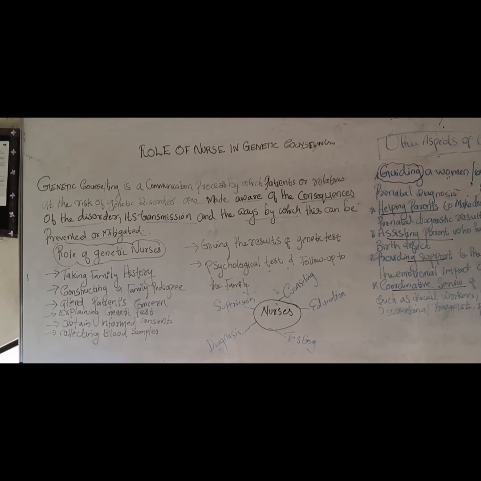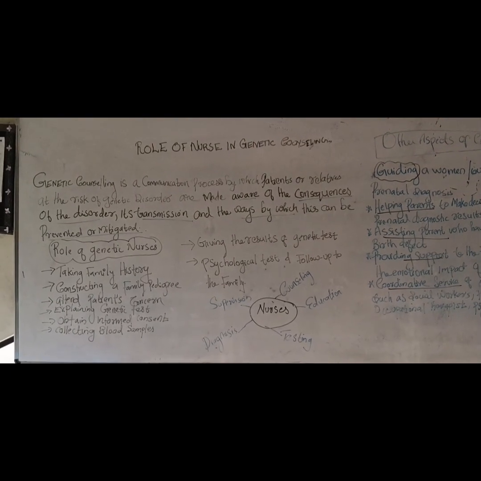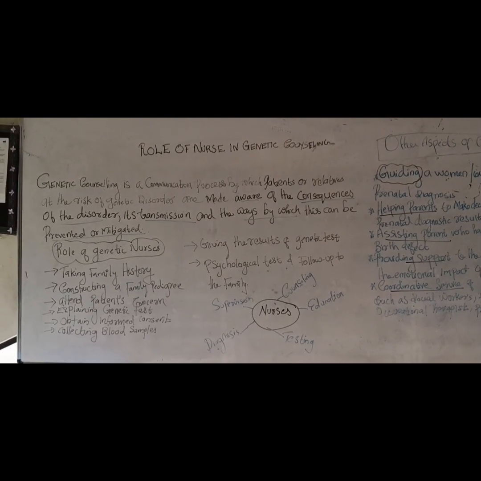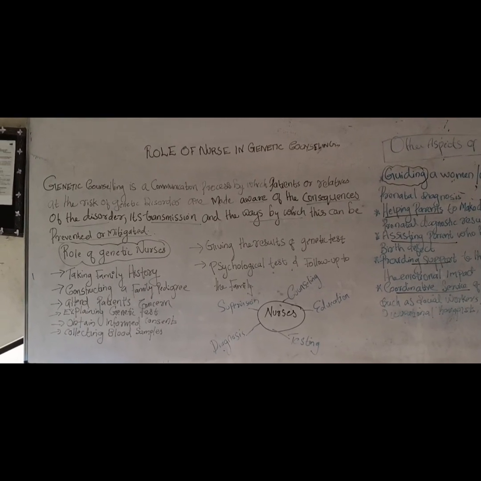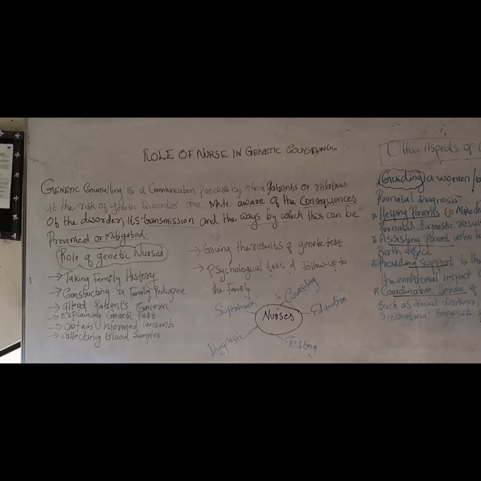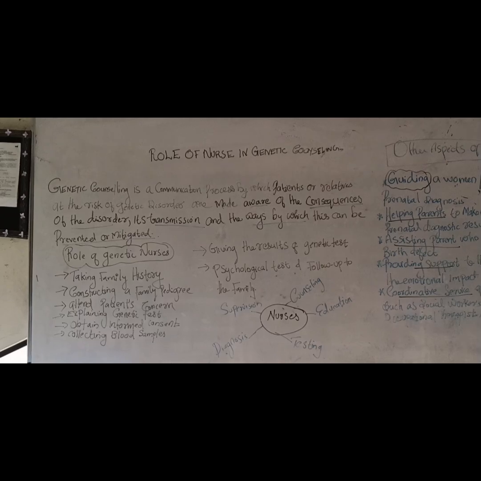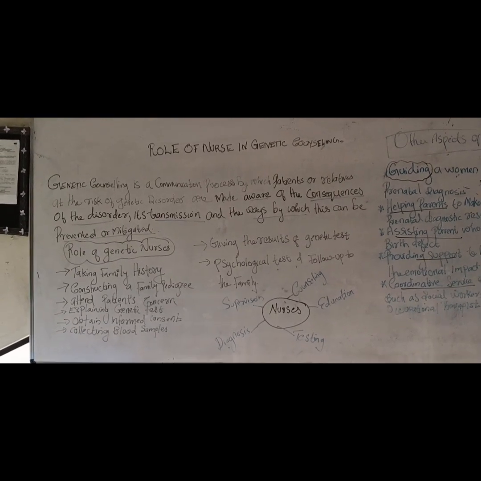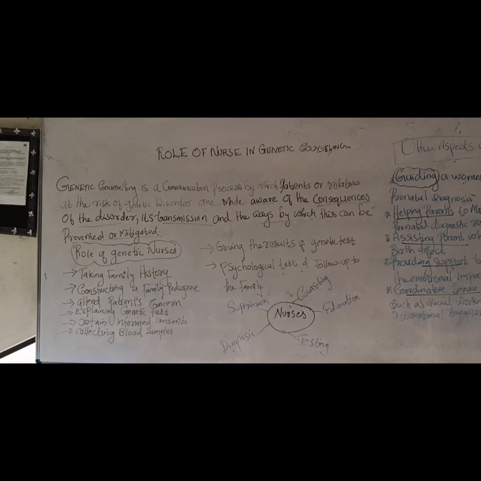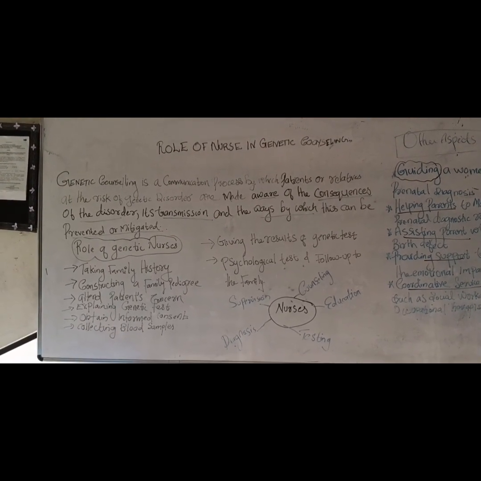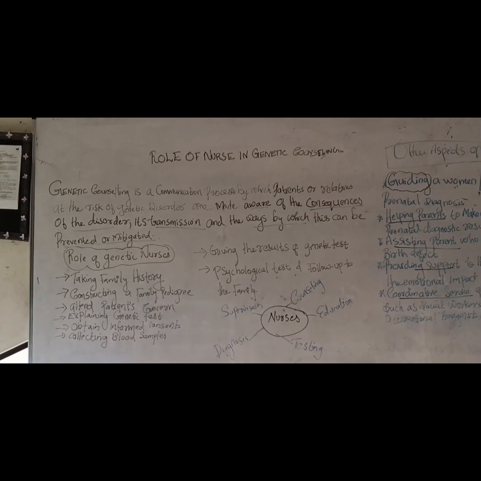Some of the roles of genetic nurses: taking family history, constructing a family pedigree, attending to the patient's concerns, explaining the genetic test, obtaining informed consent and collecting blood samples, giving the results of the genetic test, psychological support, and follow up to the family. These are the important roles of the nurse in genetics.